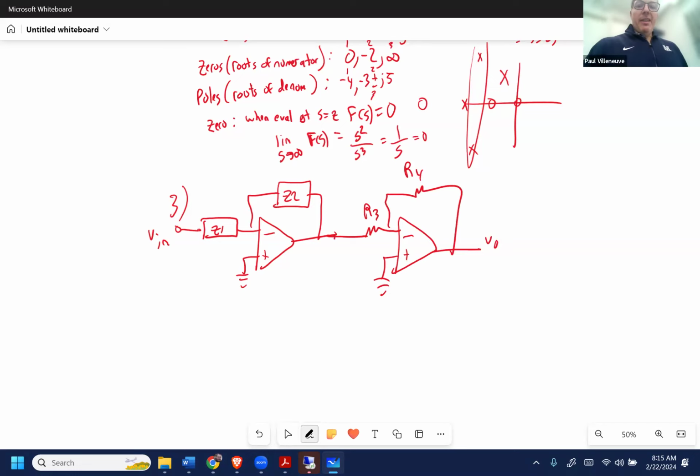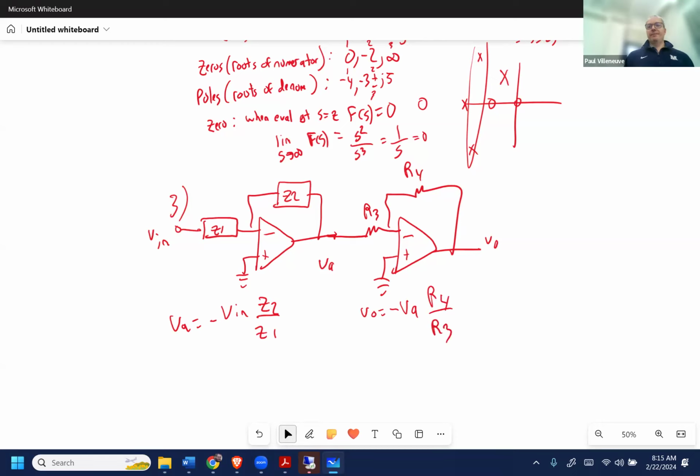So I'm going to put an intermediate stage. I'll call this VA. So VA is equal to negative RF over RI. You don't have to do any derivations. You just did negative RF over RI. So negative V in times Z2 over Z1. RF over RI is the same thing as ZF over ZI, or Z2 over Z1. And V out is going to be equal to negative VA, which is our input to our second stage, times RF, or R4, over R3.